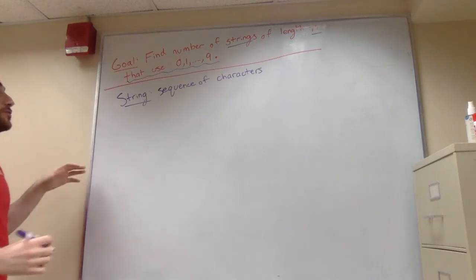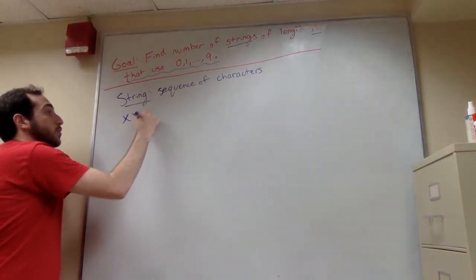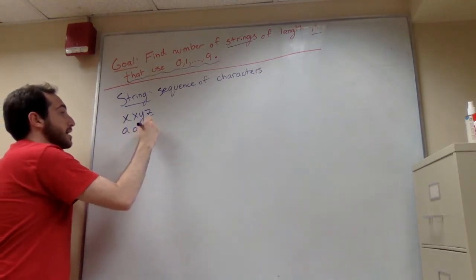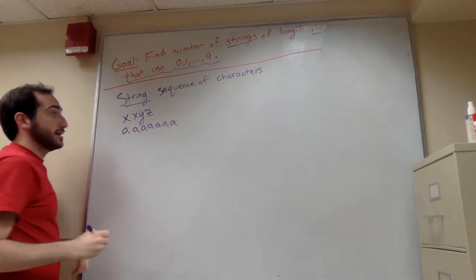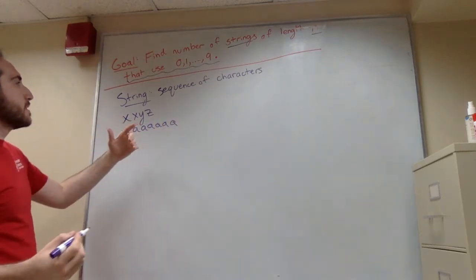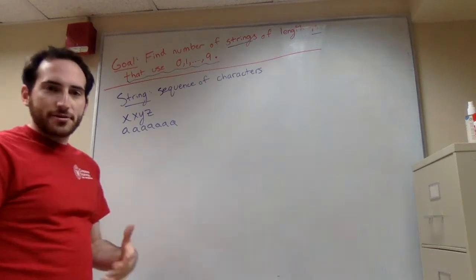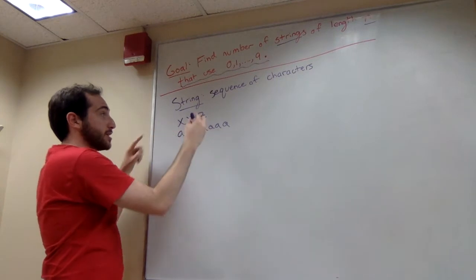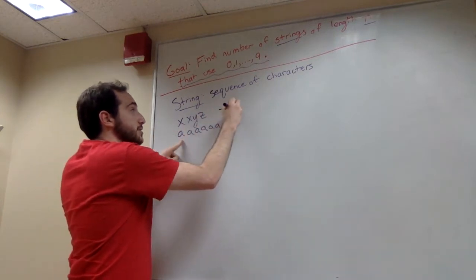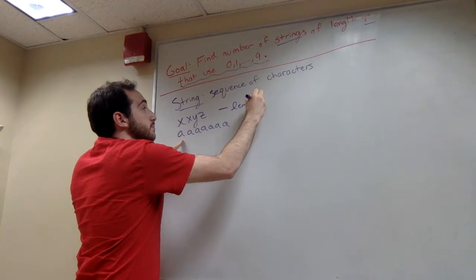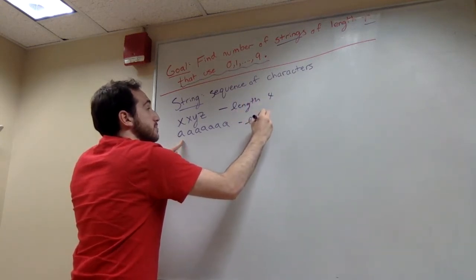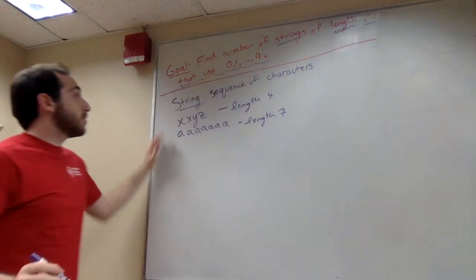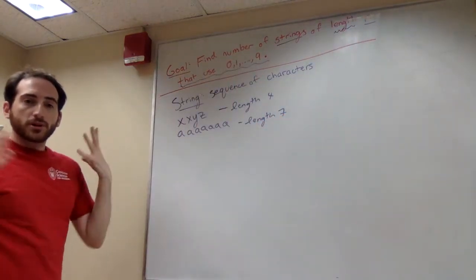And for example, x, x, y, z is a string. A is a string. Strings have length. That's the number of characters that are in the string. So here we have 4 characters. Here we have 7 characters. I guess I should probably underline this because I'm explaining what that is too. So that is a string. A string is just some number of characters.